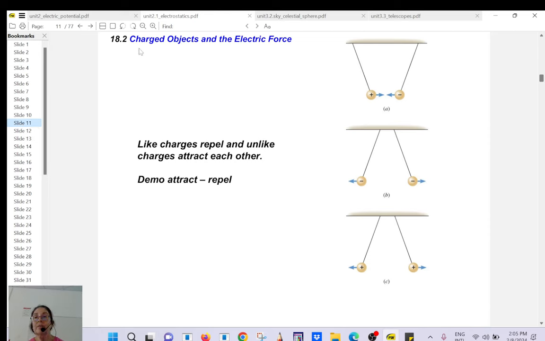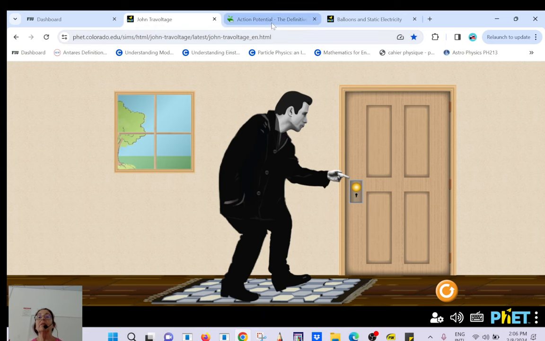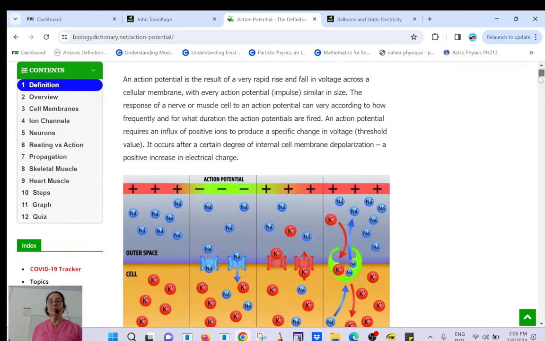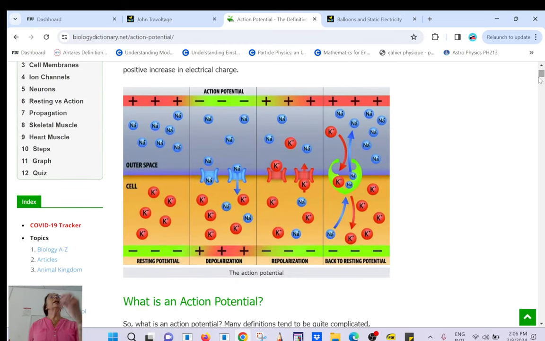I wanted to emphasize that everything we're going to learn and have learned is very important for biology. I don't know if you know that website. I decided to put that link in Canvas because it seems very interesting for students in biology, like most of you. Here, they explain what an action potential is, the way a signal will move through neurons, for example.